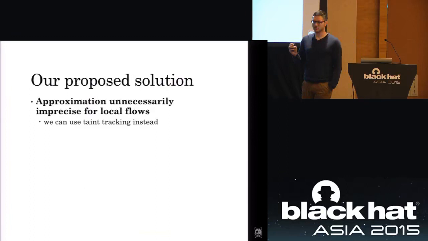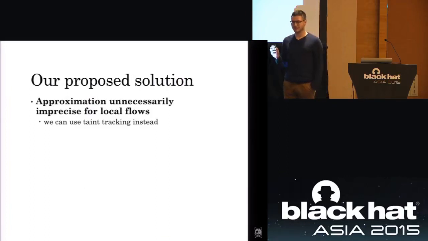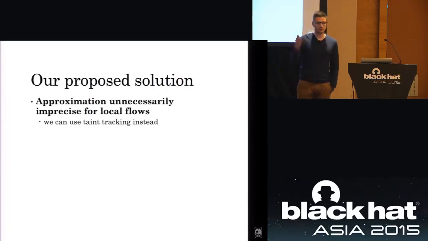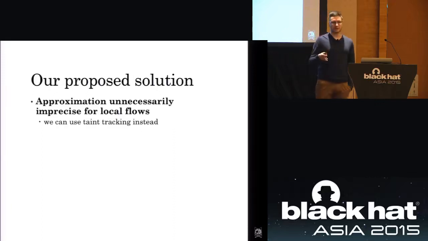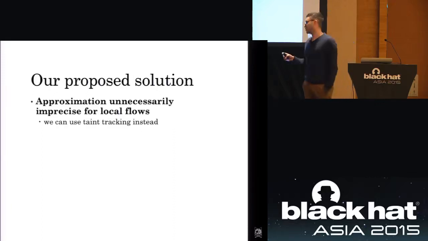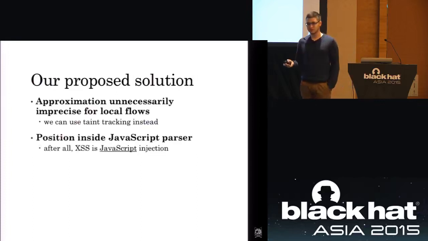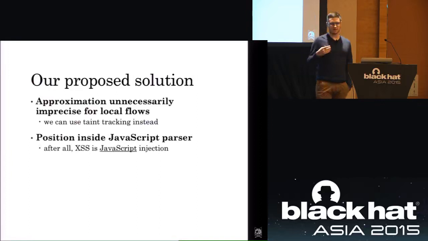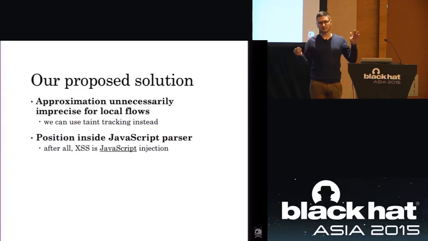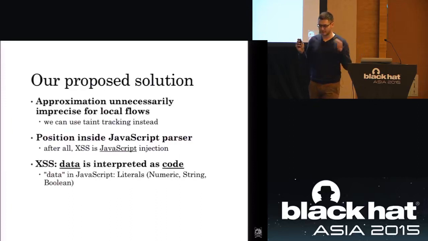The approximation using string matching is unnecessarily imprecise for flows that occur purely on the client side. We have taint tracking in place. So let's use the taint tracking, pass the taint through all the execution paths of the application, all the way down to the JavaScript parser, where we can then say, okay, we have this string that is tainted, and now we can apply some policy where we say that, and again, abstracting XSS means that data is being interpreted as code.